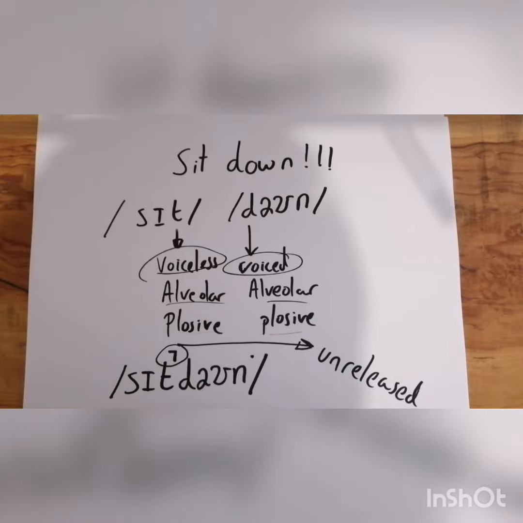So what would happen with voicing? Well, this wouldn't be voiced. This would be a little bit voiced, "sit down", and then when we begin to release it for the D, the D sound, that's when voicing begins.